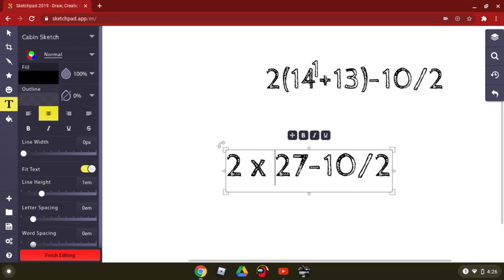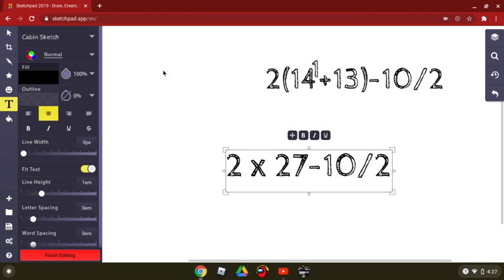Bam. 2 times 27 minus 10 divided by 2. All right? This is what it should look like. If it doesn't look like this, you made a mistake. But if it does look like this, you didn't make a mistake. So, if we correct this, if you remembered, we had to do multiplication, not particularly first, but since it's the first thing that comes up in the left to right order, we're going to do multiplication first.